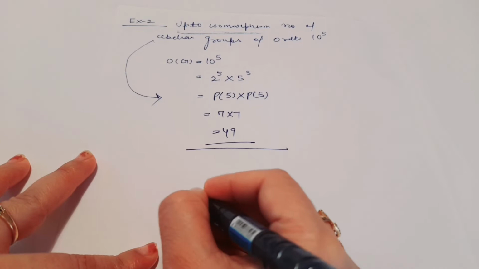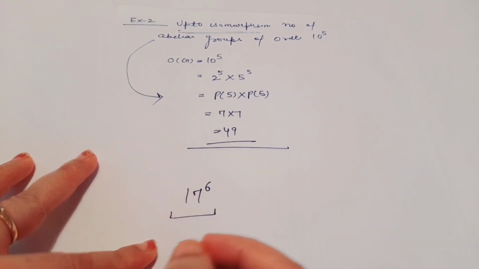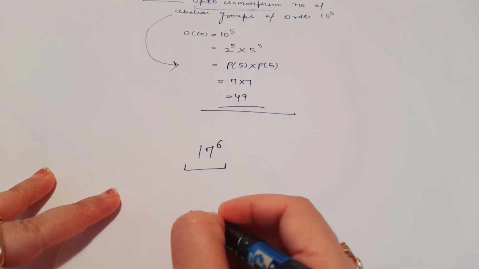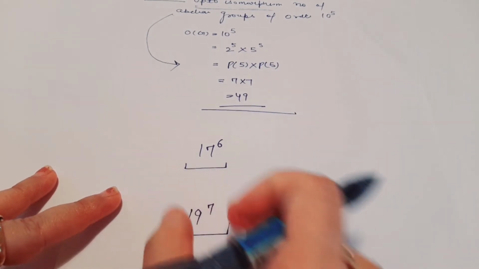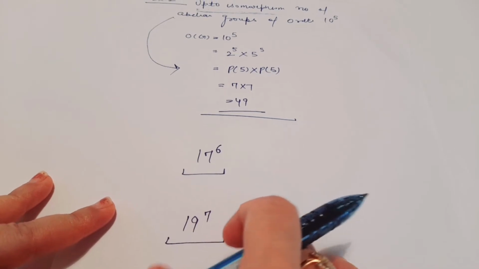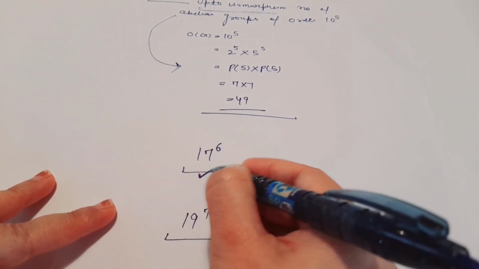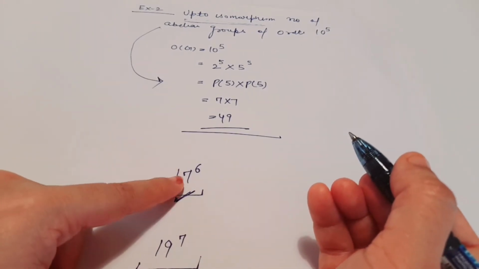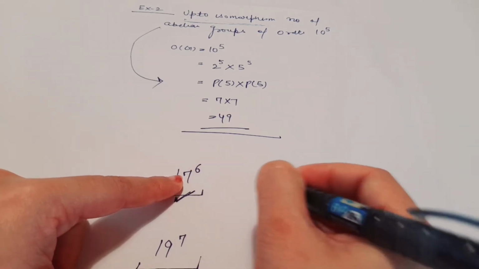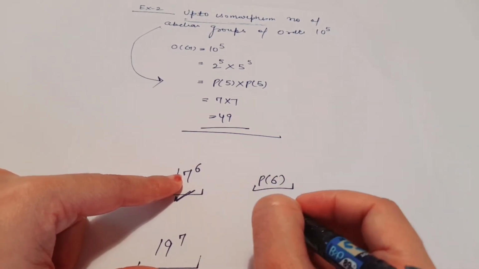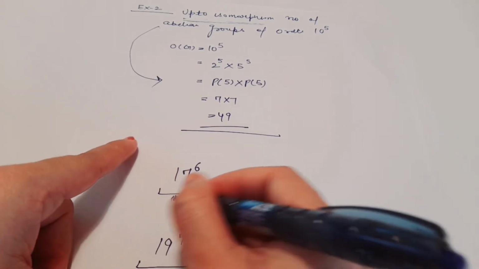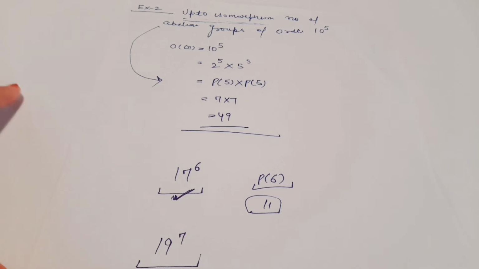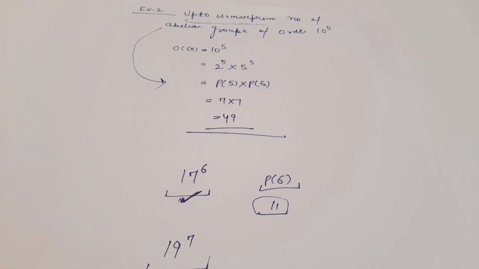You can try with many orders. Suppose you have 17 raised to power 6, or 19 raised to power 7. These are prime numbers, so you don't need to prime factorize them. You just need to see the power, and this will be P of 6. P of 6 is 11, so the answer is 11 here. These are very easy if you know this trick of how to find the number of groups up to isomorphism, or the number of non-isomorphic groups.